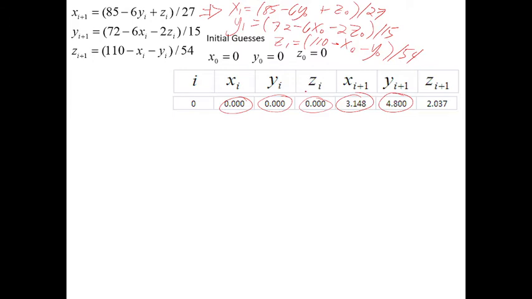So that is 2.037. Okay. Next, we have, considering when i is 1, so this is 1 plus 1 is 2. So this will now become 2, and this will become 1 because i is 1. This will become 1. This will become 1.